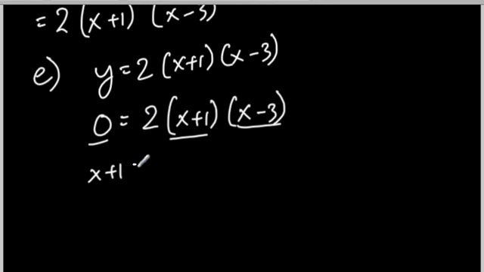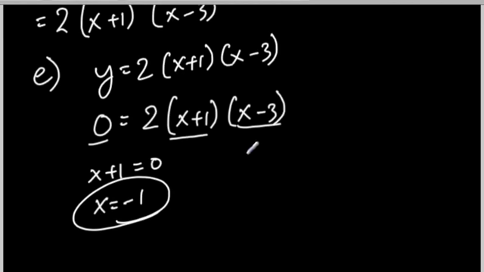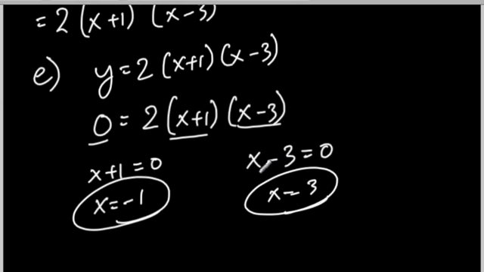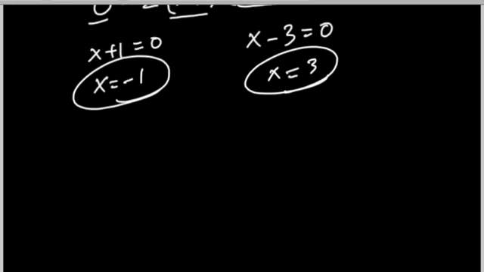So x plus 1 equals 0, so x equals negative 1. And x minus 3 equals 0, so x equals 3. Let me make this a little bit clearer. So that's equal to 3. So these are our x-intercepts.